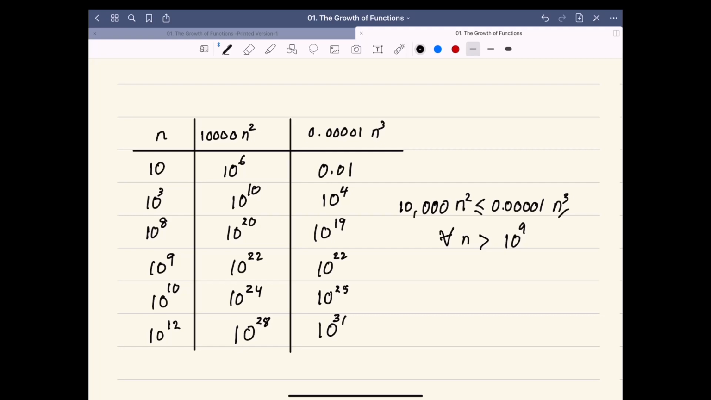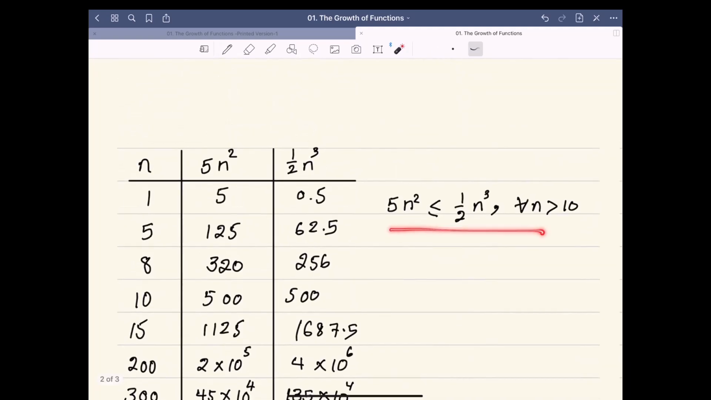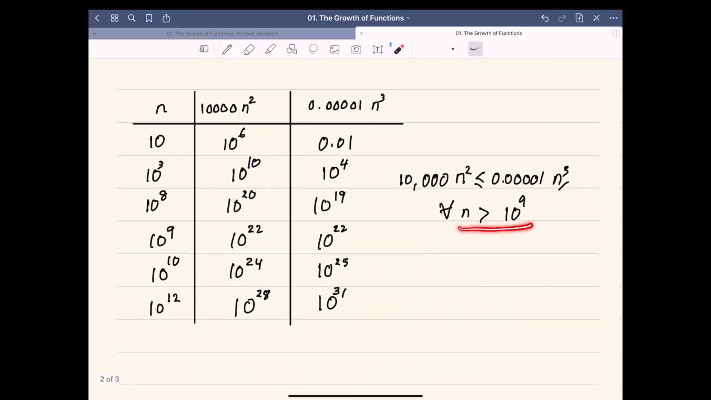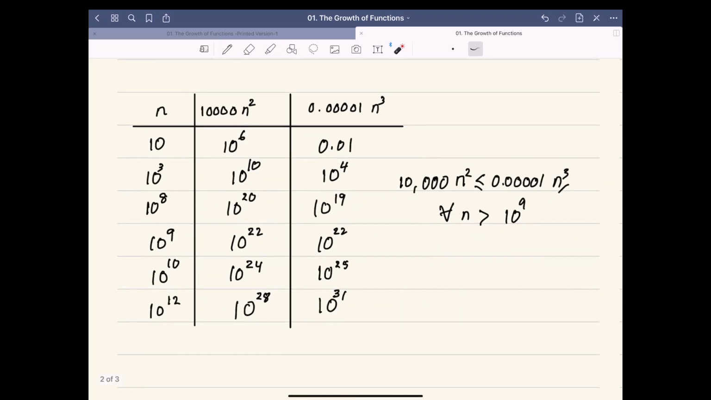So the difference between this relationship and the previous relationship is that this relationship holds when n is greater than 10 raised to power 9, but the previous one holds when n is greater than or equal to 10. But that will not change the relationship. If you multiply any constant by n square and any constant by n raised to power 3, still this relationship will stay, and this function will grow no faster than this function. In conclusion, changing the constants in these functions will not change the growth relationship.